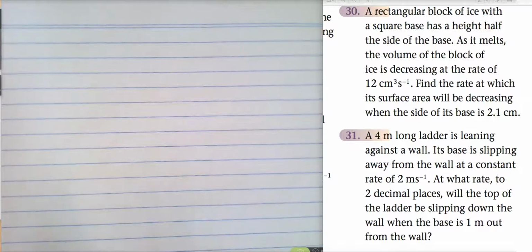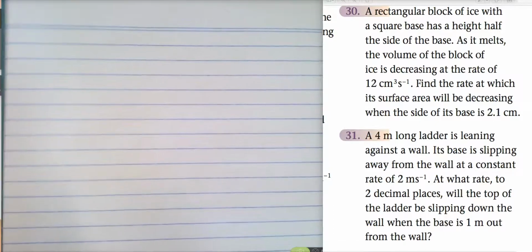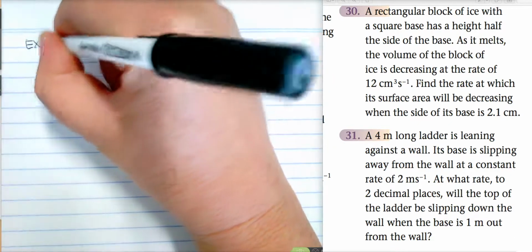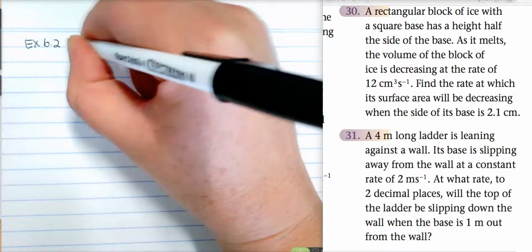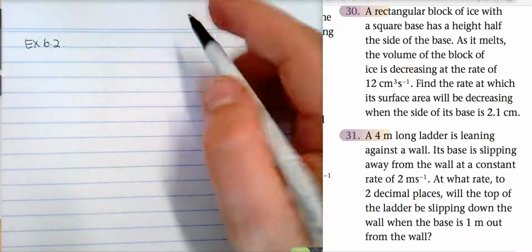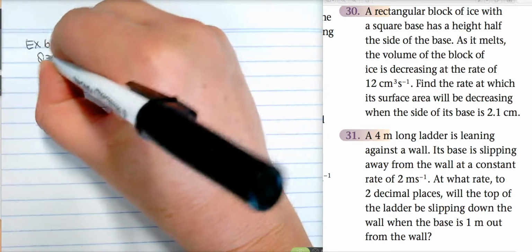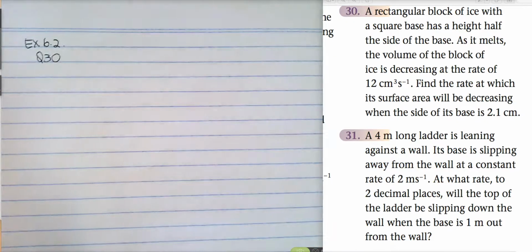Okay, we're just going to look at some other questions from this exercise. Let's look at, again, exercise 6.2, which is rates involving two or more variables. I just want to look at question 30, just with the diagram for this, just to start you off.